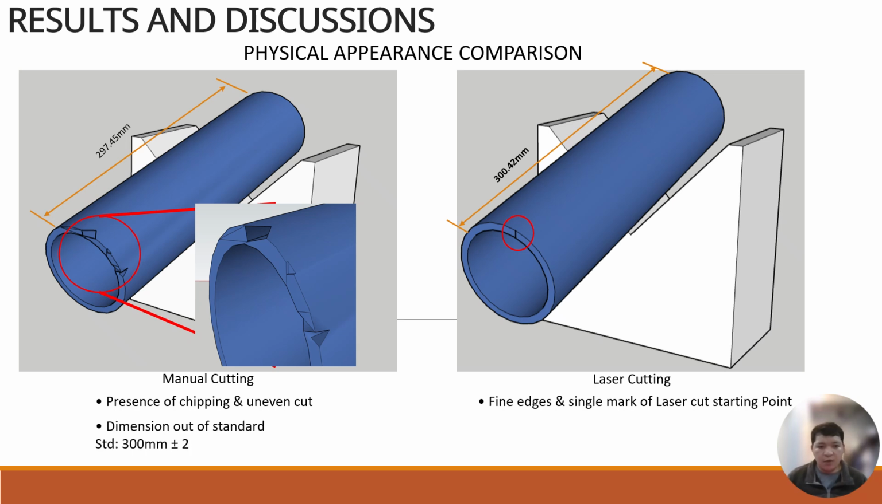Then the dimension of the manual cutting is already out of standard, which is around 300 with a tolerance of 2, or 298 to 302, but the actual result of the manual cutting already exceeded at 297.45. While on the dimensions of the laser cutting, this is nearly on the center specs with 300.42.